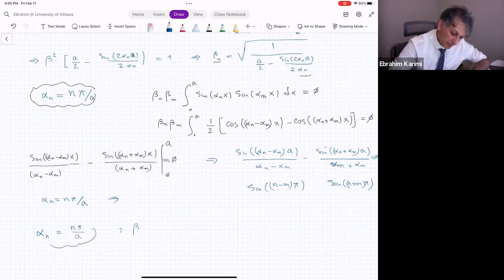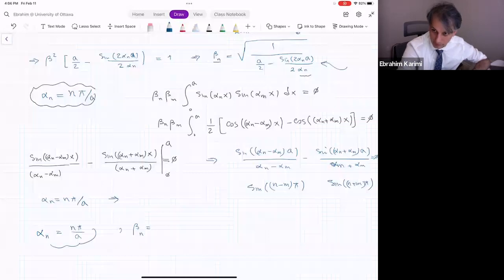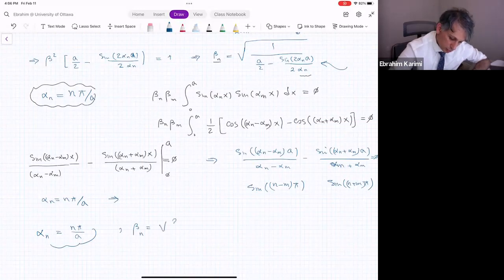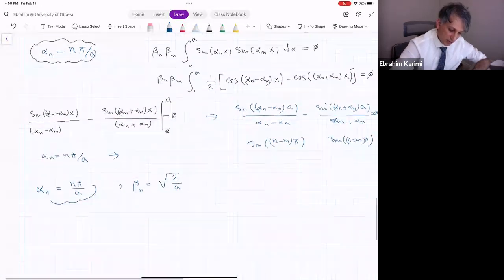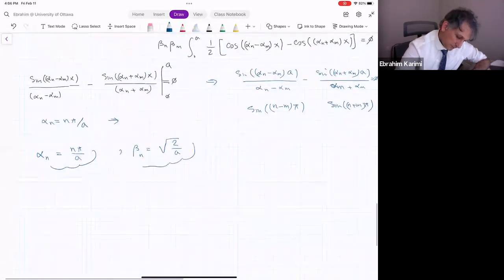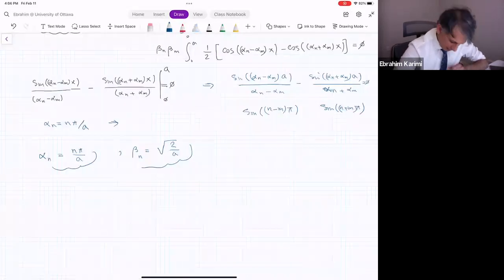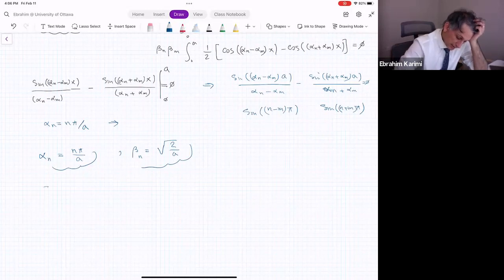If we got alpha n, which is n pi divided by a, then what is happening with beta n is that term always will be 0, right? Then you will get 2 divided by a. So the set of orthogonal functions that we have in the domain of 0 to a is, I think we assume, u n of x equal to square root of 2 divided by a times sine of n pi divided by a.